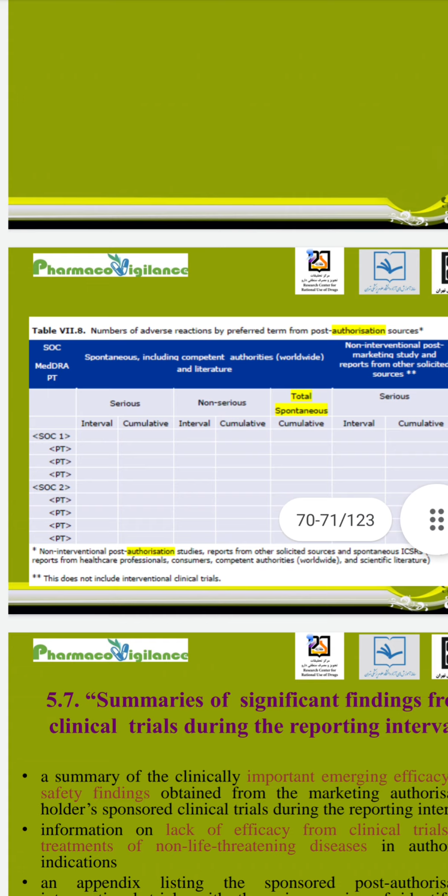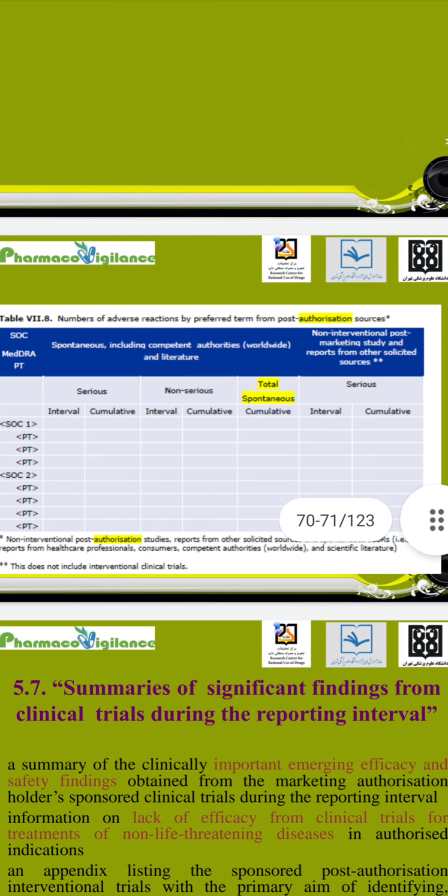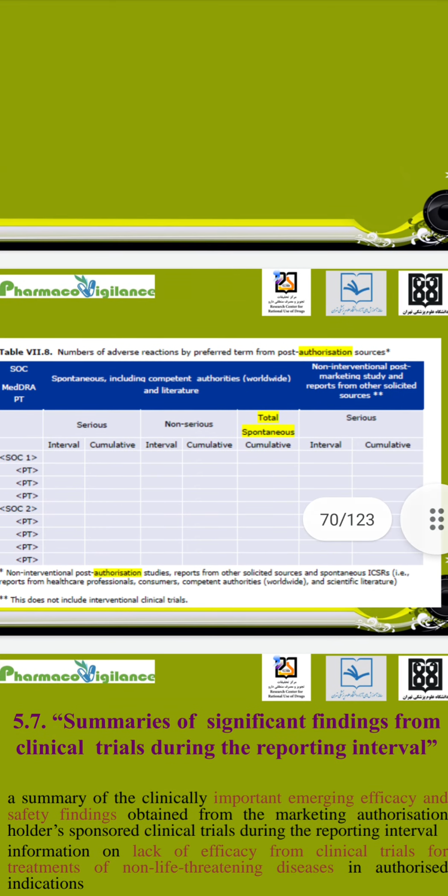Serious interval, serious cumulative, non-serious interval, non-serious cumulative. We have a total of the spontaneous cumulative, and the serious again, interval and cumulative. Okay, on the top of this is written spontaneous including competent authorities worldwide and literature.